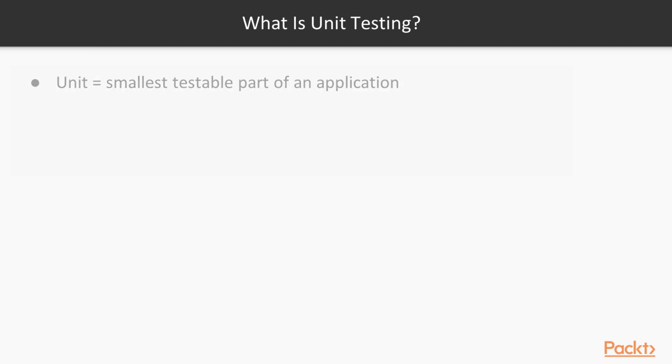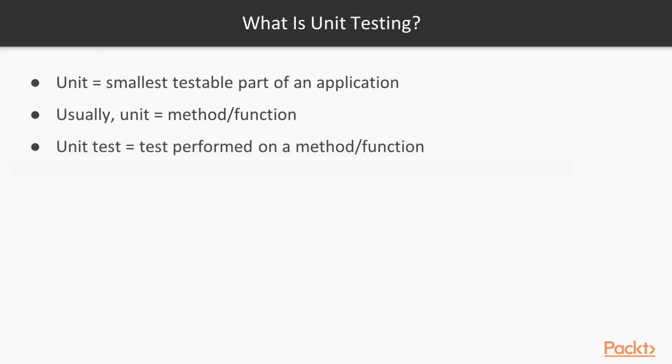To put it simply, a unit is the smallest testable part of your application. Clears everything right up, doesn't it? You will find many interpretations of what is the smallest testable part of your application, but in many instances, you can consider a method or function as a unit. In that case, a unit test is a test performed on a function or method in your application. This is how we'll use unit testing in this course.